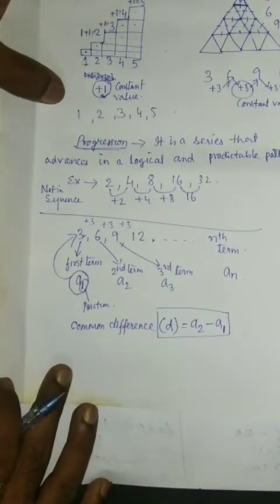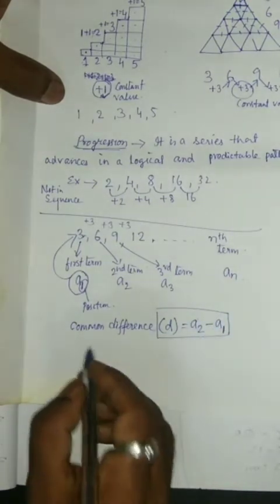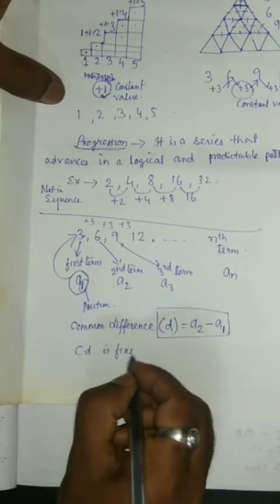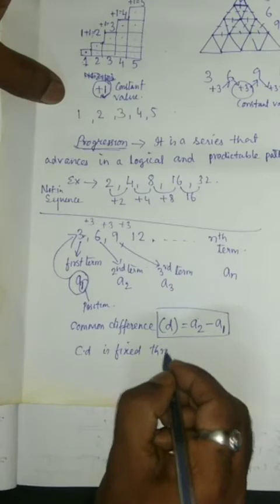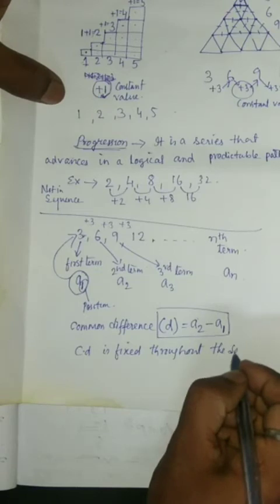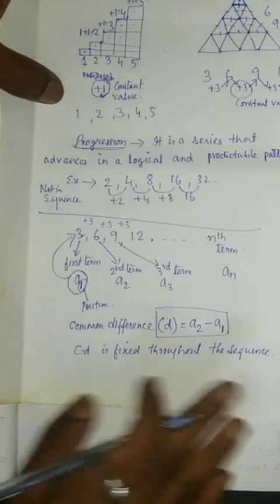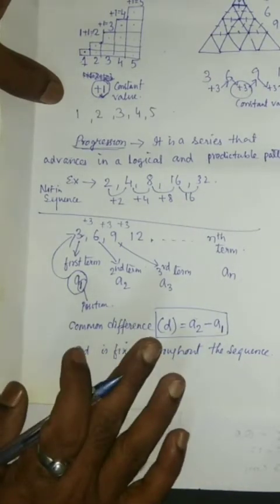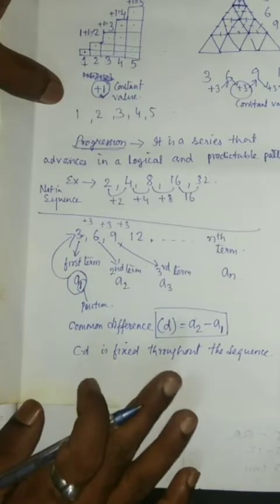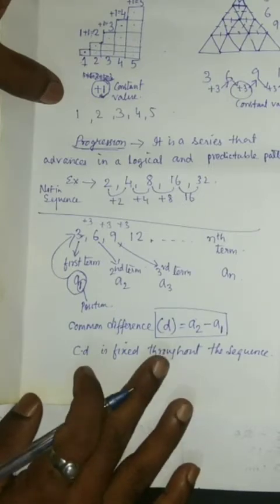Okay, student? Common difference is fixed throughout the sequence. Common difference is always fixed. If the common difference is not fixed, it is not called an AP series. So our common difference is always the same throughout the series. If its value is not the same, it is not an AP series.